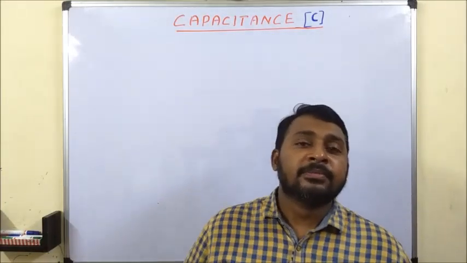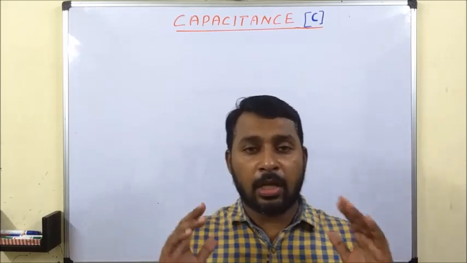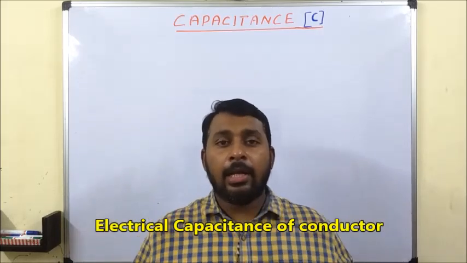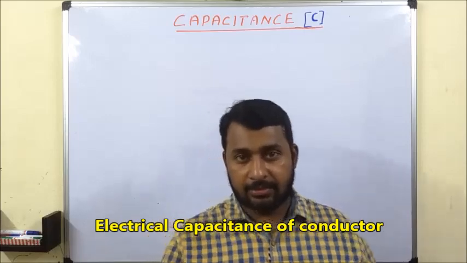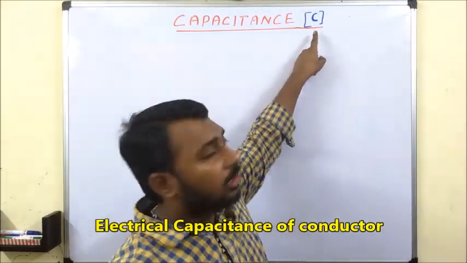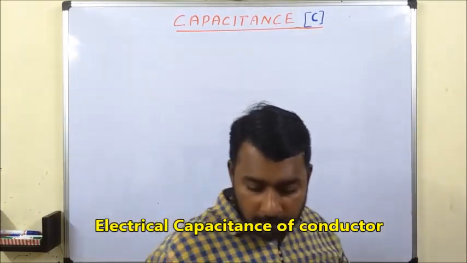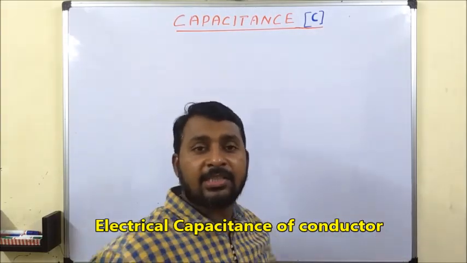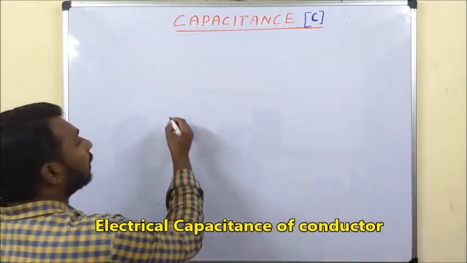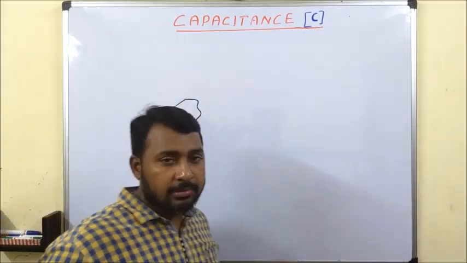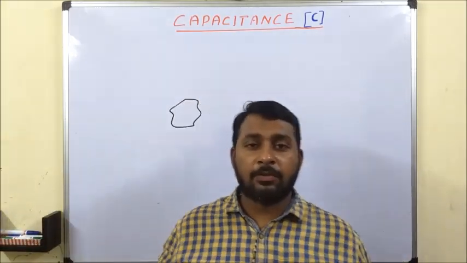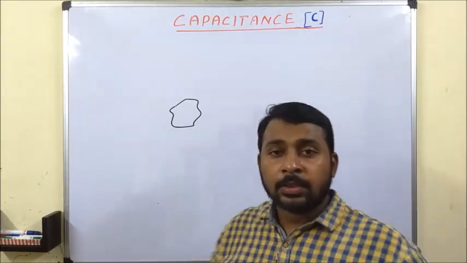Hello everyone. In this video, we are going to discuss the electrical capacitance of a body. Capacitance is denoted by a capital letter C. For example, let us consider a body, any random body. It's a neutral body, meaning it is uncharged. The value of Q, the charge, is 0.